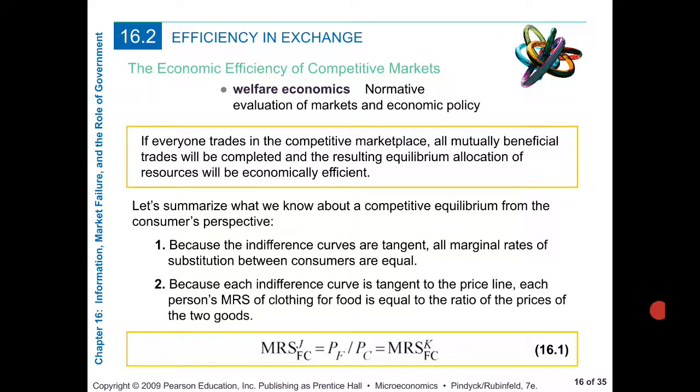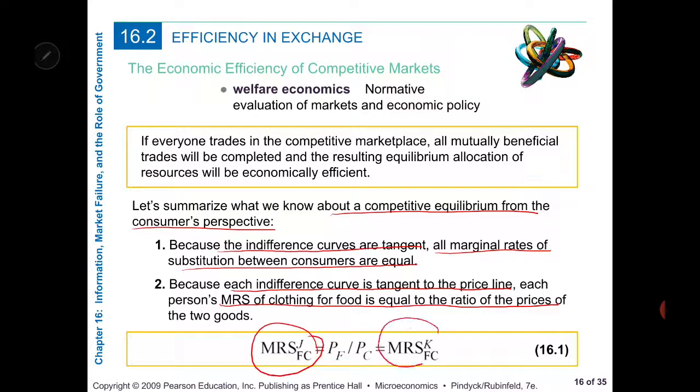So what we call economic efficiency, the competitive equilibrium just now, from the consumer perspective, the indifference curves must be tangent. All marginal rates of substitution between consumers are equal, and then each of the indifference curves is tangent to the price line, so the MRS is also equal to the ratio of prices in the two goods. So you have James, this one, you have the marginal rate of substitution with the customer equal, these two are equal.